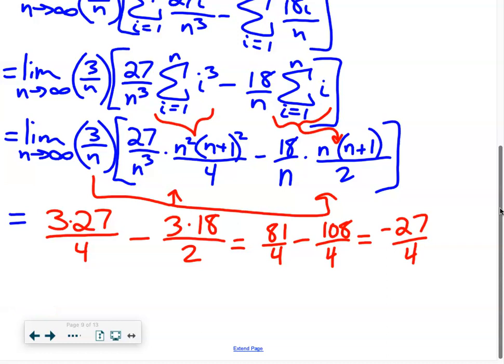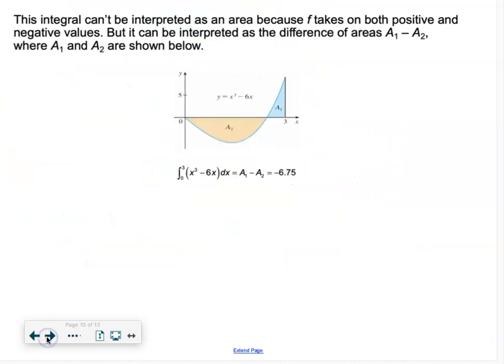Why did we end up with an area that was negative? Because there was more area on the bottom than there was on the top. So this is the actual graph of that function from 0 to 3 that we just did. And if you were to actually look at it, you had more stuff below than above, so you end up with this negative number. Okay?